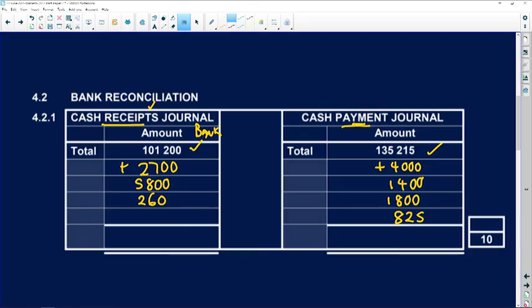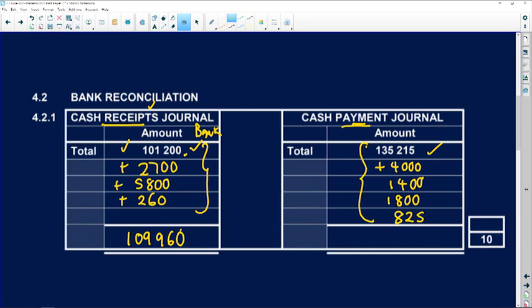Okay, right, so what do we now do? We've obviously got to total our journals and then we're going to update our bank general ledger account. So let's do that quickly. So the cash receipts journal, guys, I'm not going to pull out my calculator, but we're simply adding these amounts. Remember, you're beginning with the total of 101,200, adding up, that should give us an amount of 109,960.